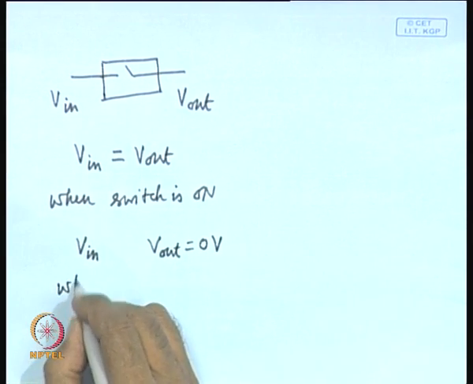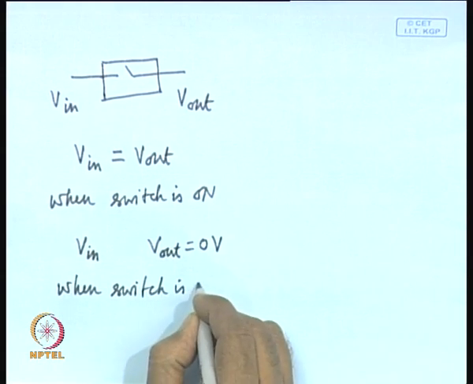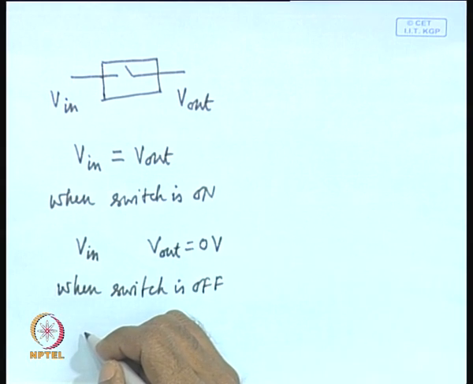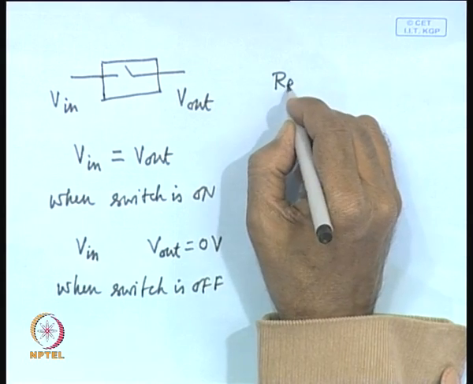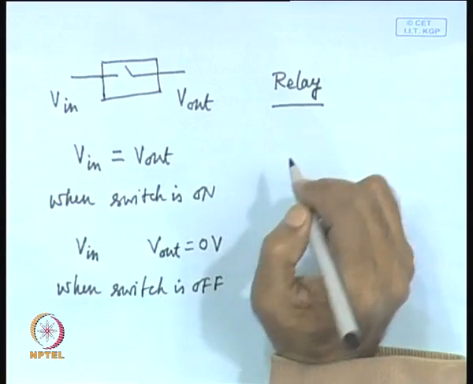So, this is the ideal characteristic, as you know, when the switch is off. We also know that a relay, which is an electromechanical device, can act as an ideal switch. However, it is very slow. So, the switching characteristics are not acceptable in present day circuits.